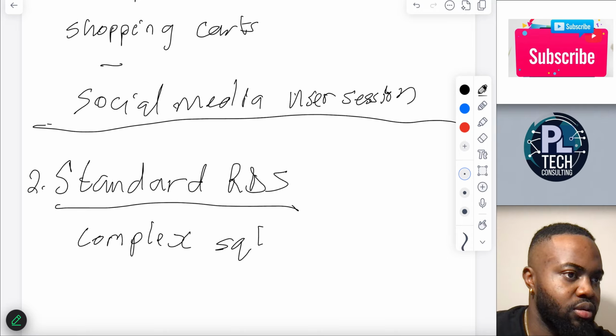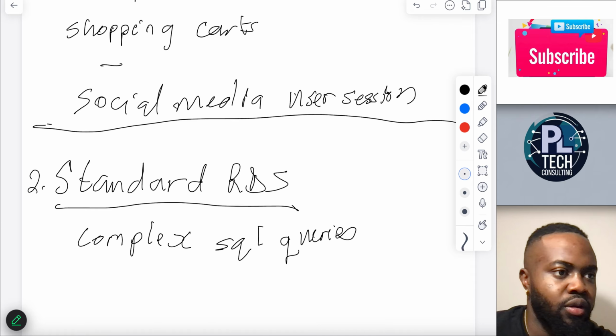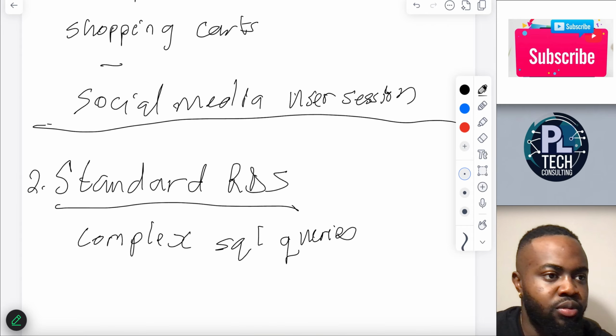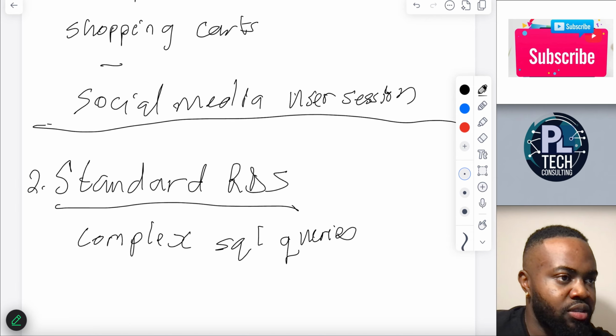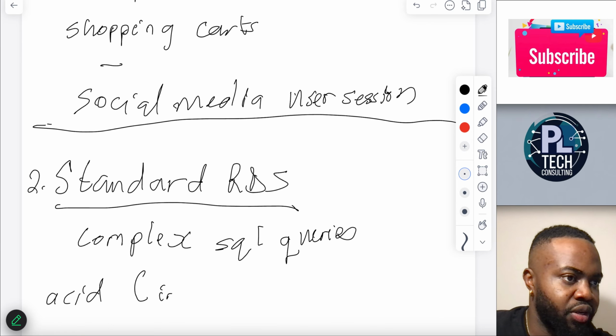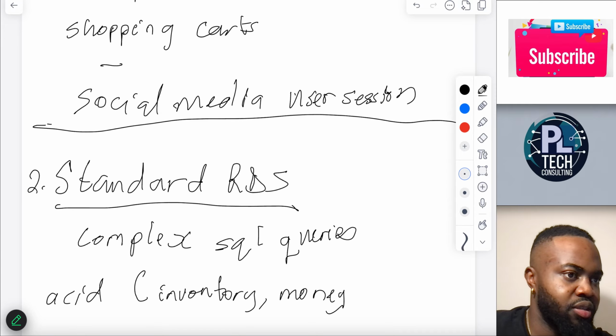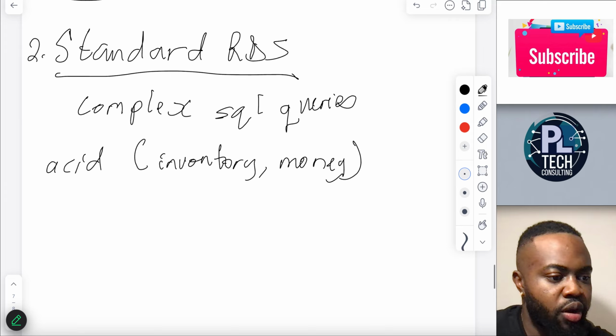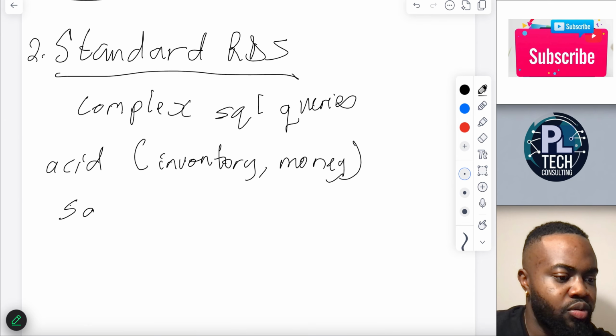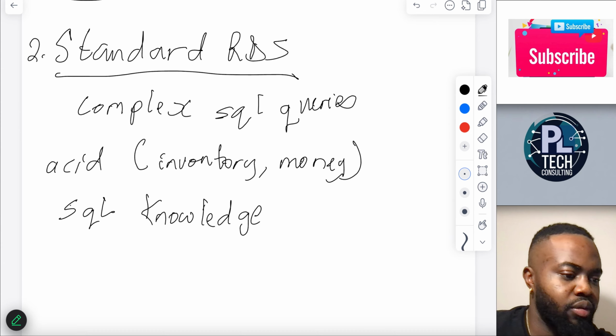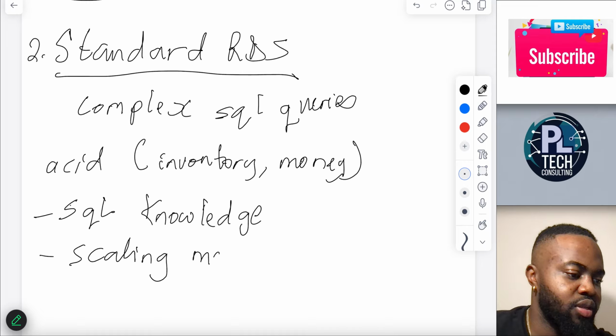SQL queries, structured relationships between tables, ACID transactions. By ACID transactions, I mean inventory, money transactions, things of that nature. It will also require existing SQL knowledge, and then it will handle scaling, but moderate scaling.